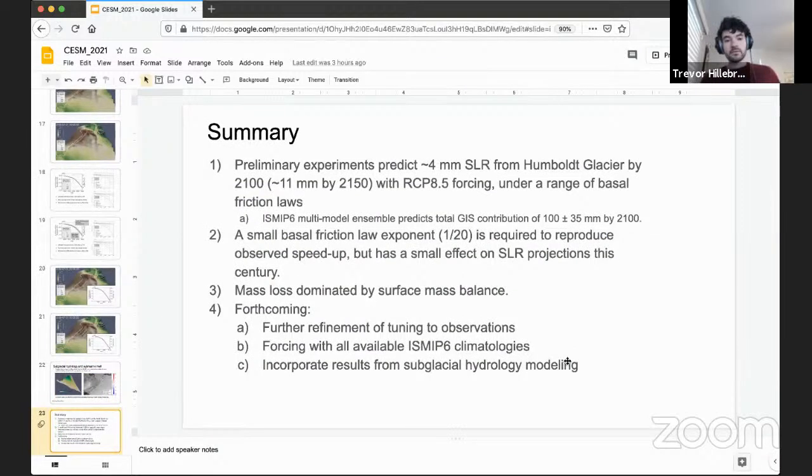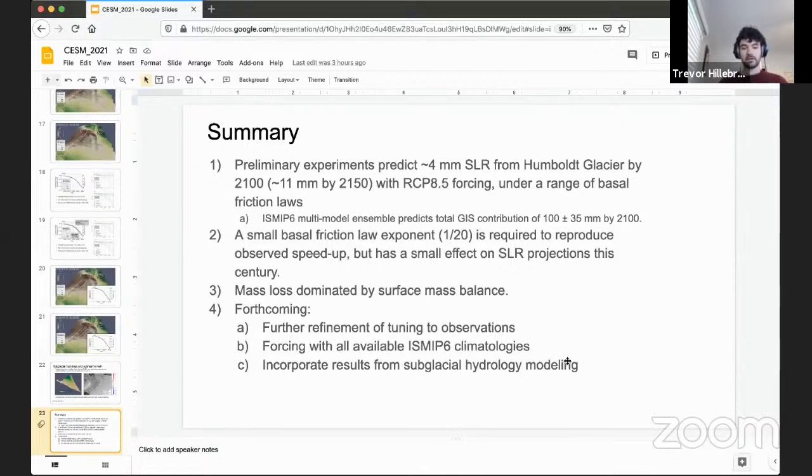So that brings me to my summary. So these preliminary experiments predict about 4 millimeters of sea level rise from Humboldt by 2100 and 11 millimeters by 2150, and this holds for a wide range of basal rheologies. And just for context, the ISMIP6 ensemble predicted about 100 plus or minus 35 millimeters of sea level rise by 2100. So Humboldt Glacier in these simulations is a significant contributor to that, but by no means dominant.